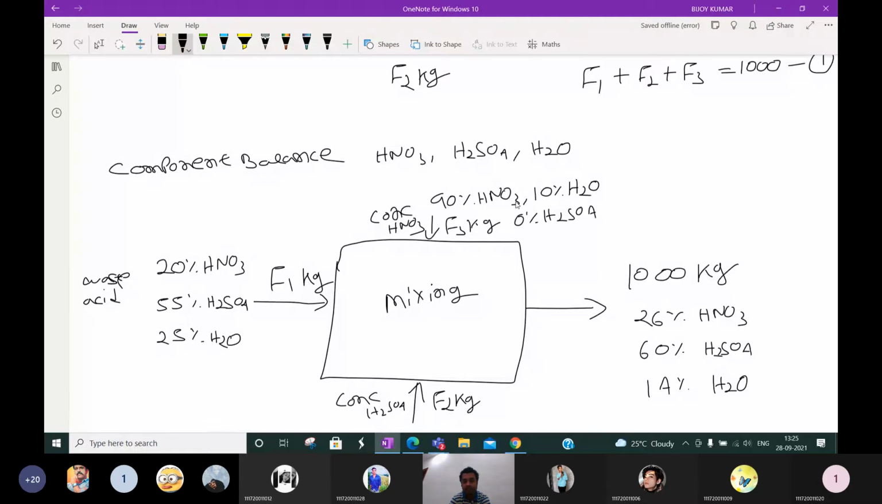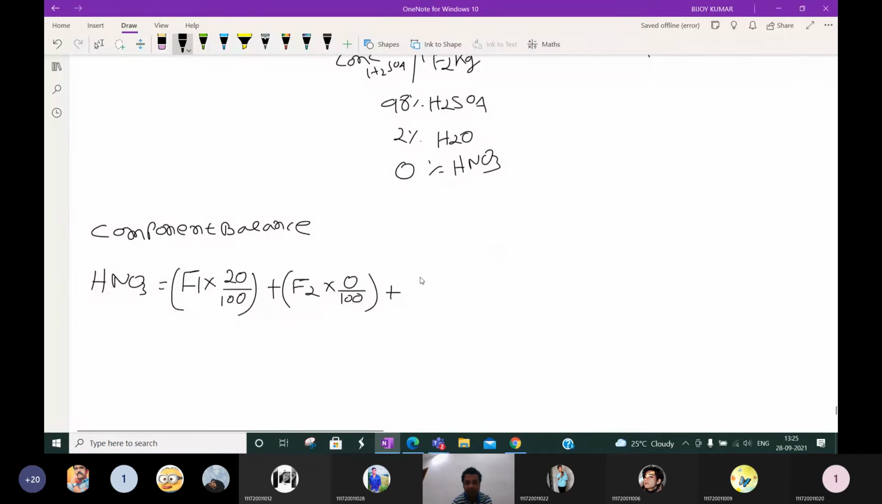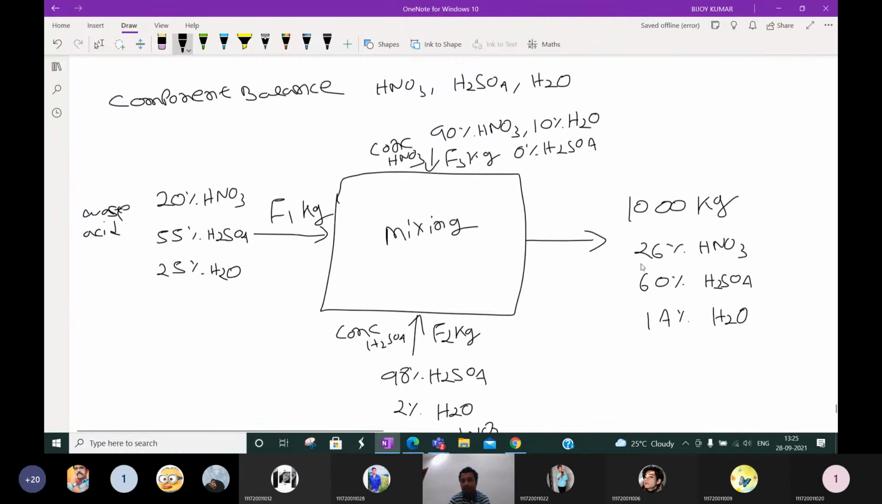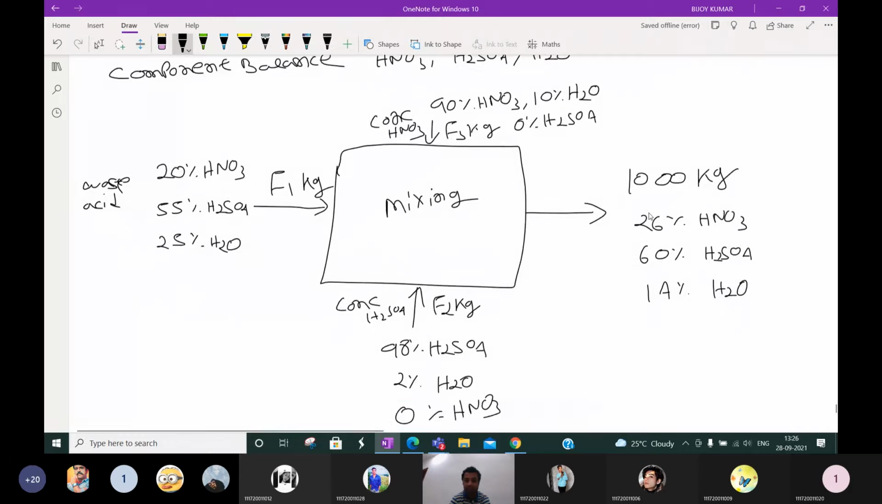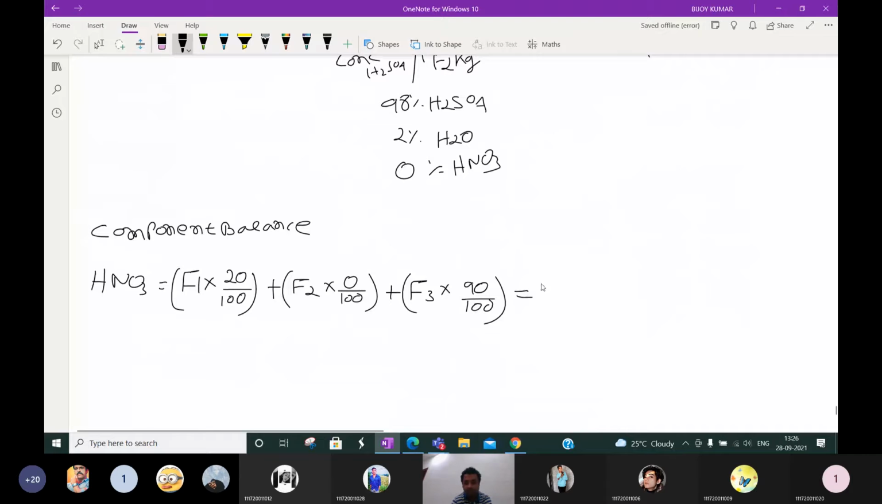That is given as 90% HNO3, which means 90% of F3 kg. So it will be F3 into 90 by 100 is equal to the product stream. How much HNO3 is present in the product stream? 26% HNO3 out of 1000 kg, so it will be 1000 into 26 by 100. Is it clear? Yes, sir. Okay, thank you.